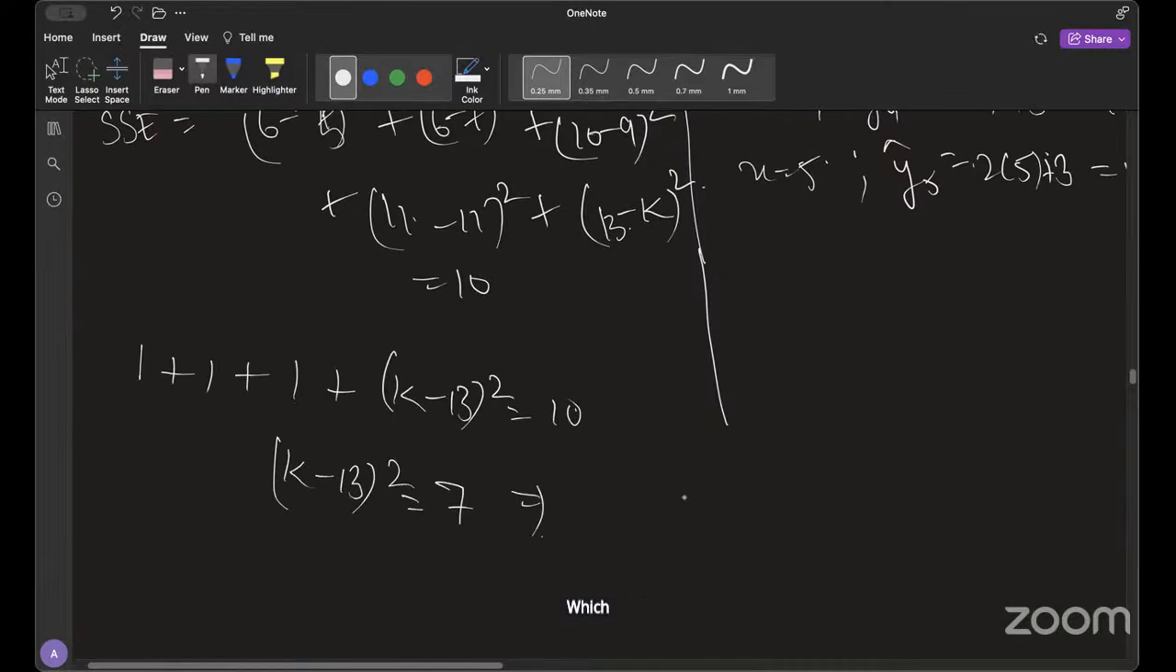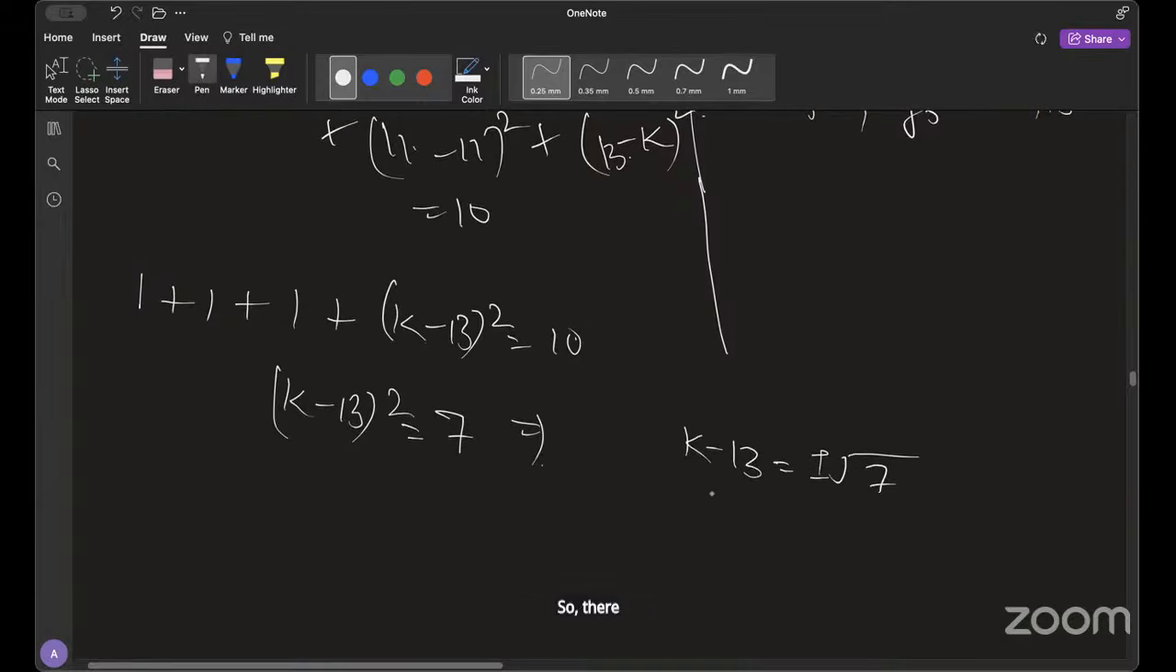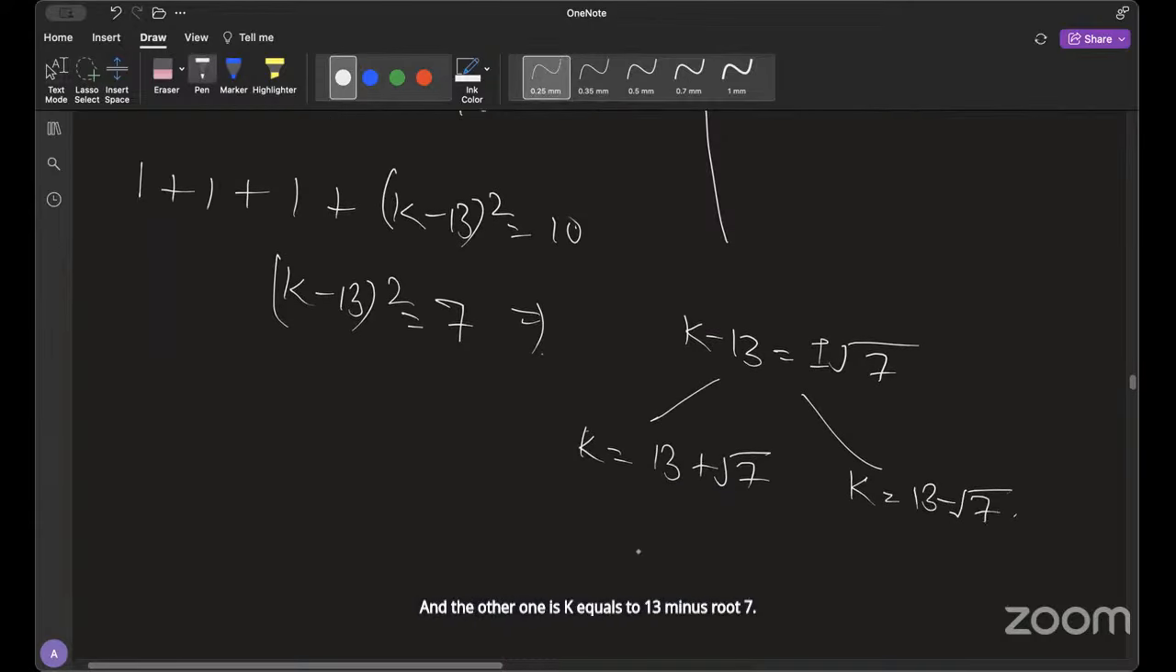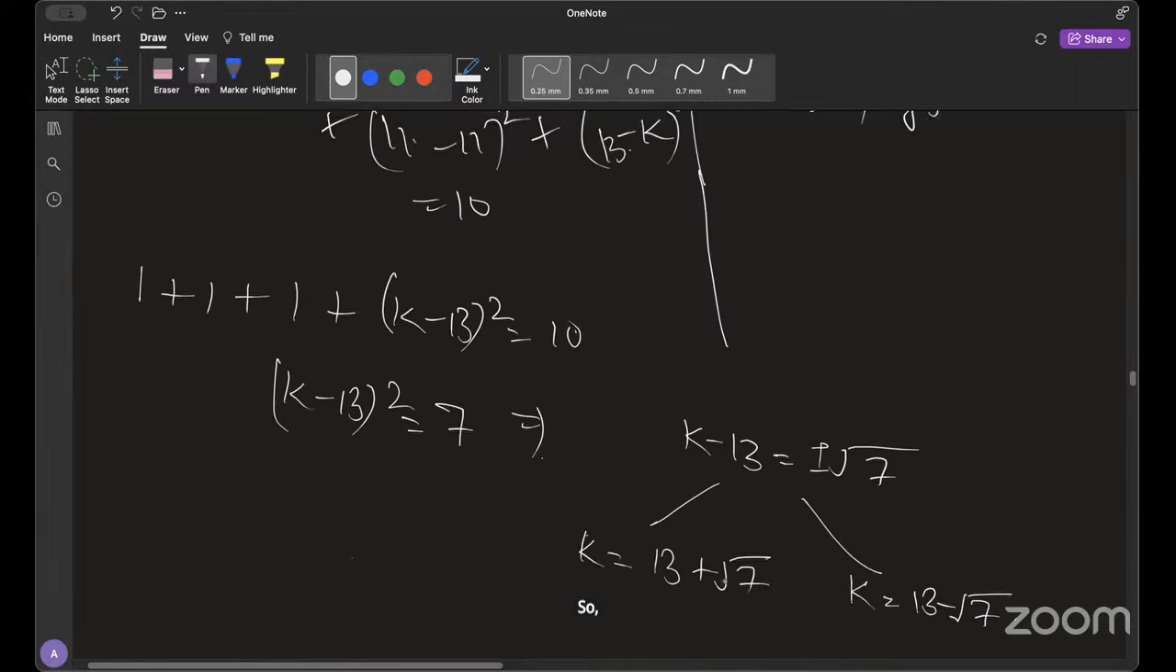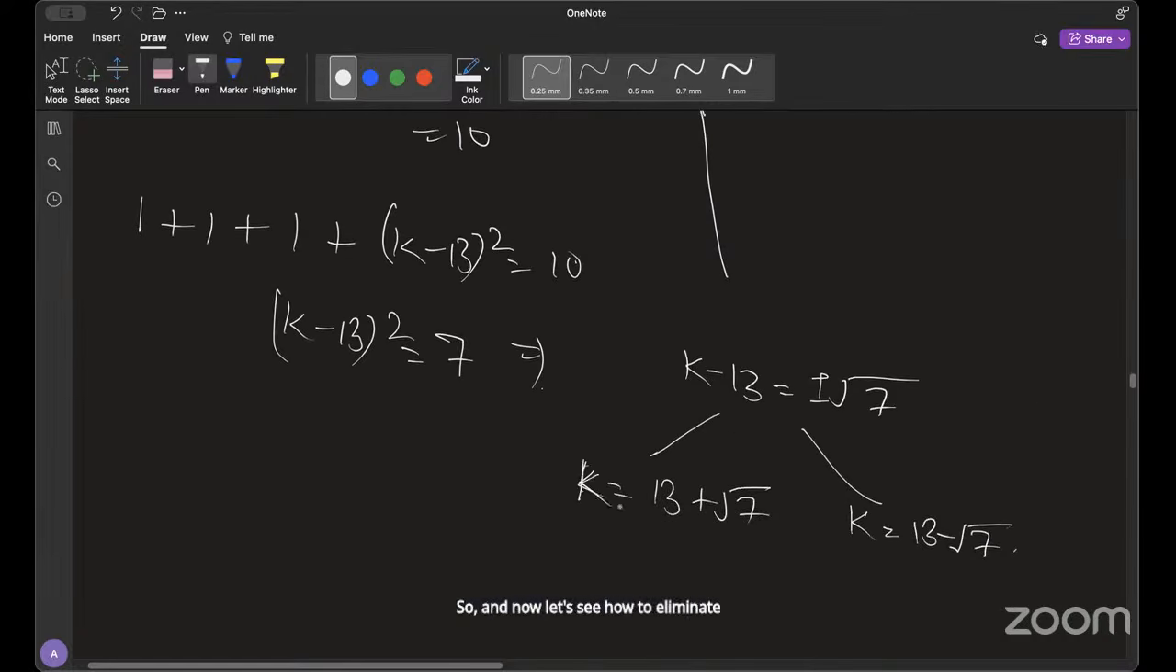Which gives you plus minus root 7. So there are two solutions from here. One is k equals 13 plus root 7, and the other one is k equals 13 minus root 7. Now let's see how to eliminate one, because the answer could only be one, right?